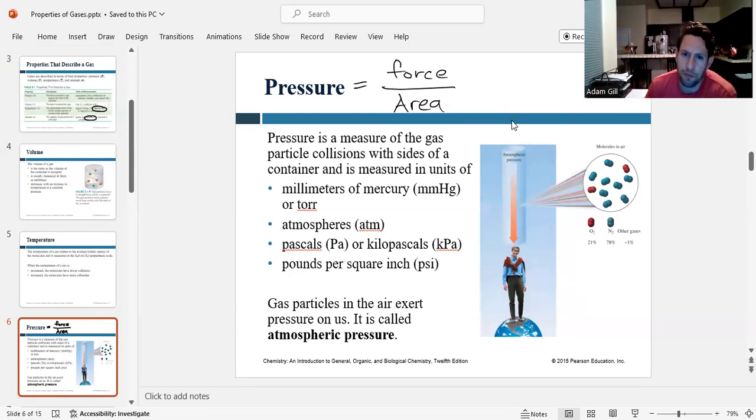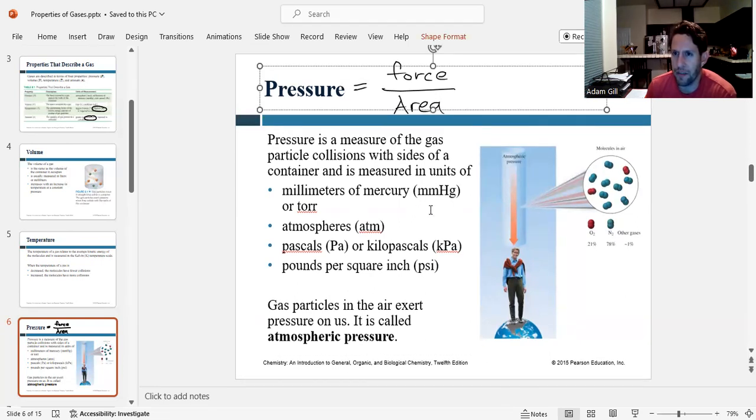Now, we measure pressure in different units depending on the situation. Millimeters of mercury, abbreviated mmHg. Remember, Hg is the elemental symbol for mercury. That's one of the older methods of measurement. Torr is another old school measurement. A more modern one is measurements of atmospheres. And so 1 atmosphere is defined as the air pressure at sea level on Earth. So atmospheric pressure. This is more useful for a lot of our chemistry calculations.